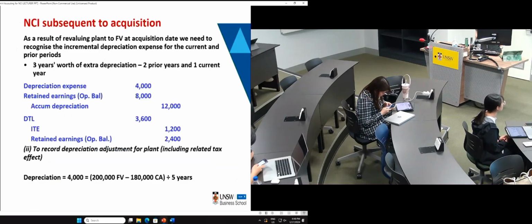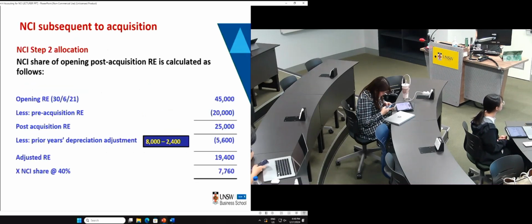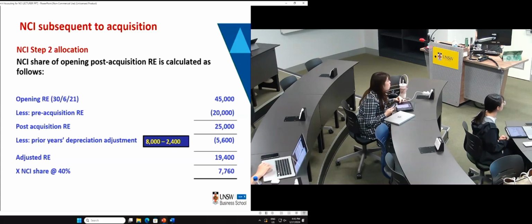Why is that? Because of these two-line adjustments in your RSC entry, right? So these two-line adjustments effectively reduce the opening retained earnings balance of the subsidiary by 5,600. So you can see the subsidiary's opening retained earnings balance is reduced by this amount, right? Then we find the adjusted opening post-acquisition retained earnings, so just take these 5,600 from 25,000, and you will get this number. Right. Now then we allocate this proportionally to NCI.